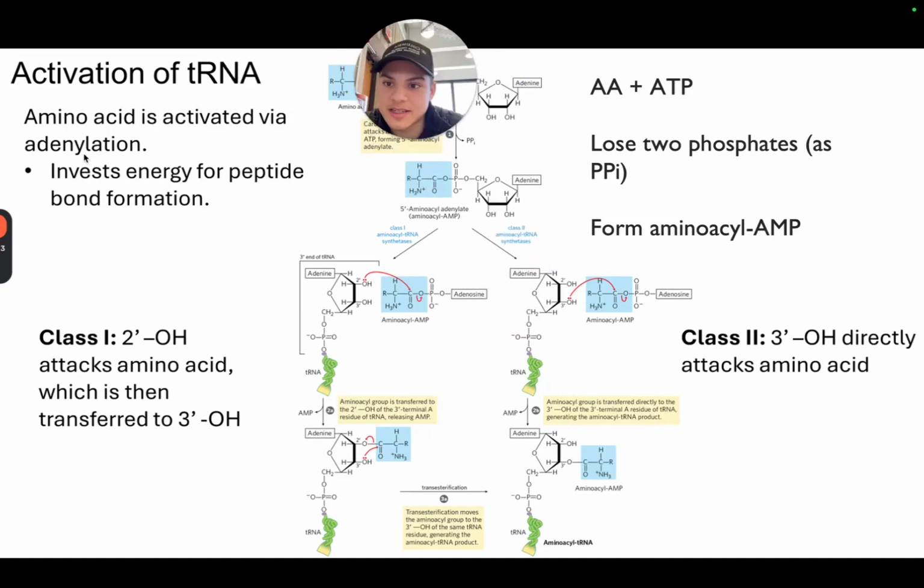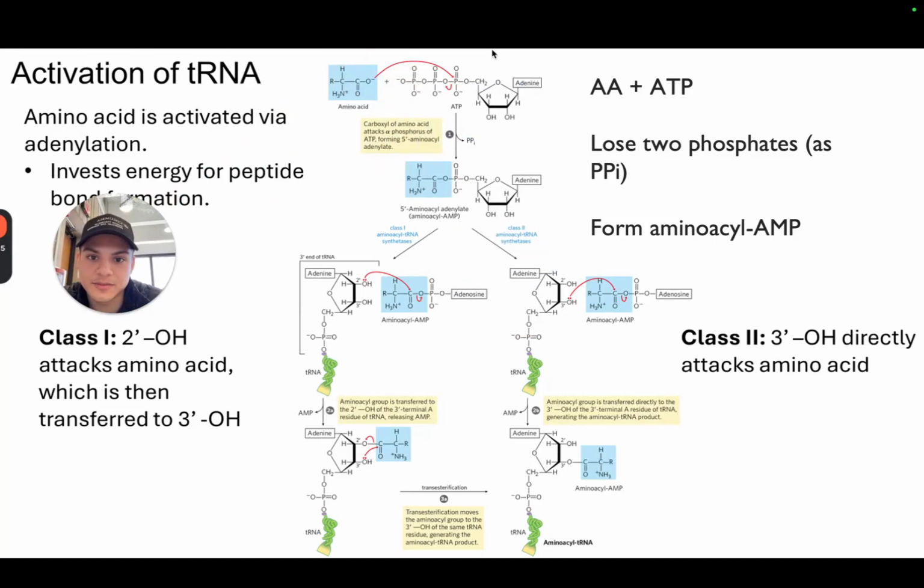As you can see here, the amino acid is activated via adenylation, and then we form this aminoacyl-AMP, and we lose the two phosphates, the pyrophosphate, which becomes inorganic pyrophosphate, as we know, and that drives the reaction forward. So from this intermediate, we can either go through the class 1 route or the class 2 route.